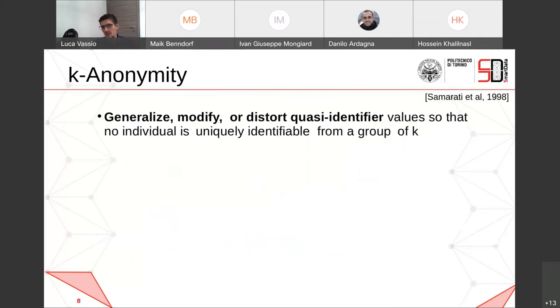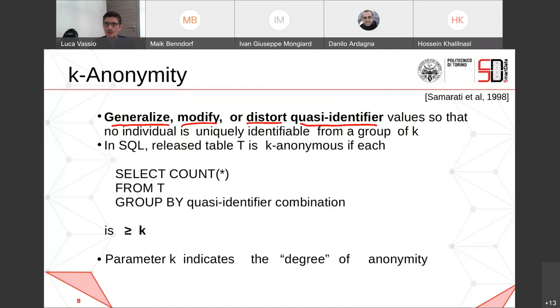And then how can we do that? We can do it in different ways. In general, the idea is that we have the quasi-identifier and we have to change something in the quasi-identifier. We can generalize, as we've seen in a couple of slides. We can modify, we can distort, or we can even remove the quasi-identifier values. So at the end, no individual can be identified from a group of other K minus one, so a group of K.